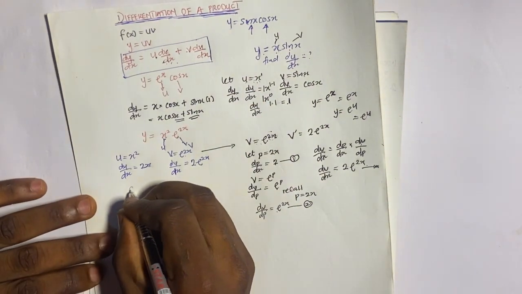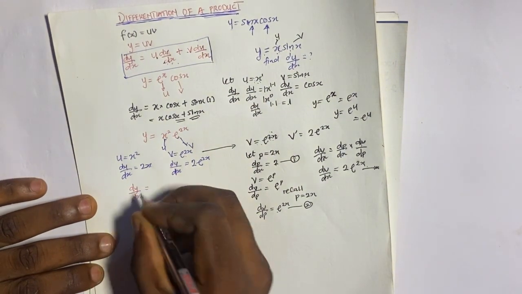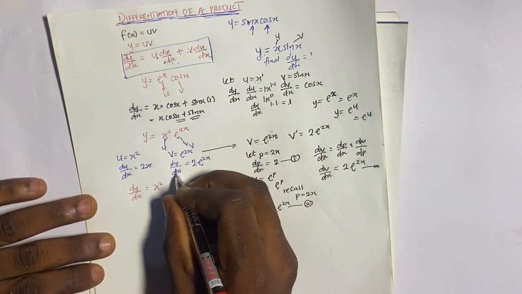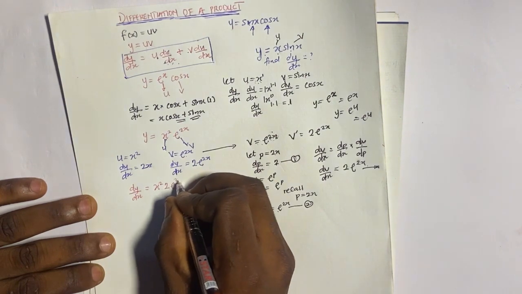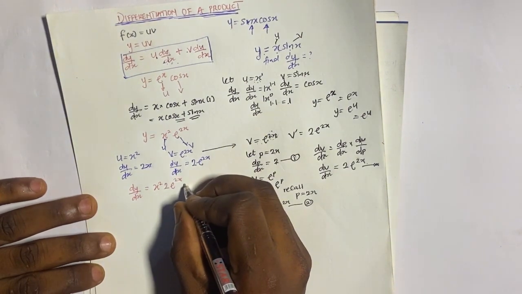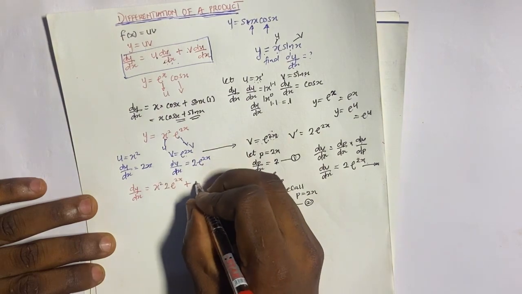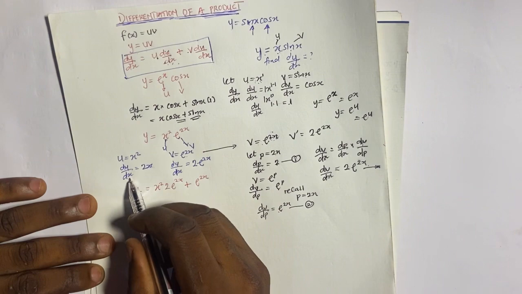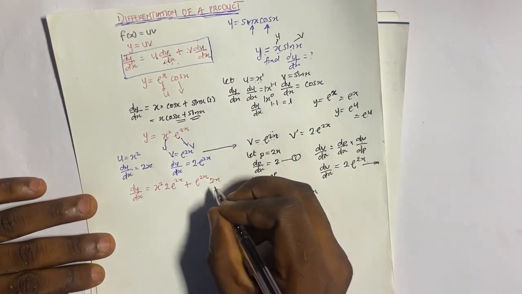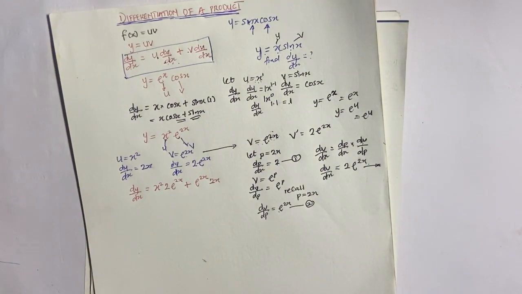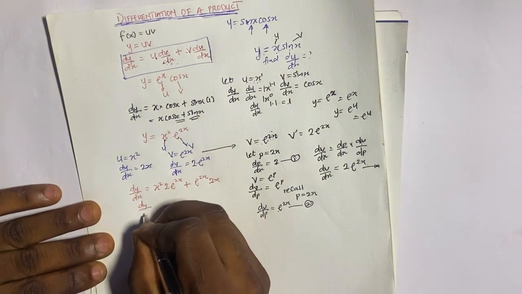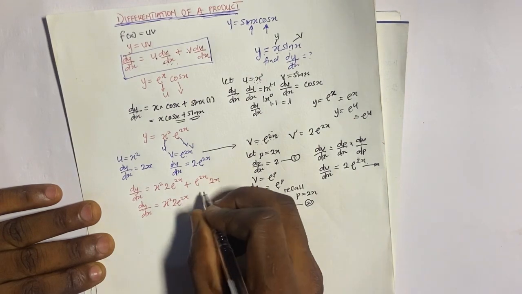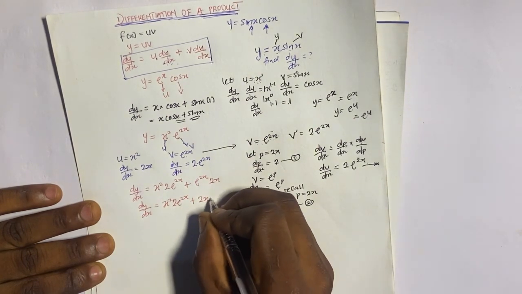So in that scenario, I'm going to have dy/dx equal to u. My u is given as x squared. Then dv/dx, which is 2 exponential 2x, followed by plus v. My v is exponential 2x. Then followed by du/dx, which is 2x. Right? So I can go ahead and simplify this further. dy/dx equals x squared times 2 exponential 2x, then plus 2x exponential 2x.